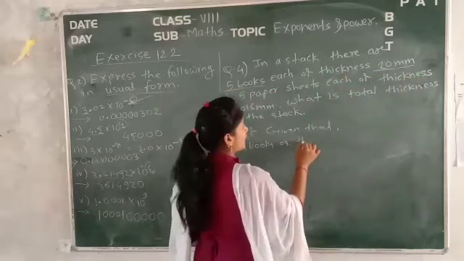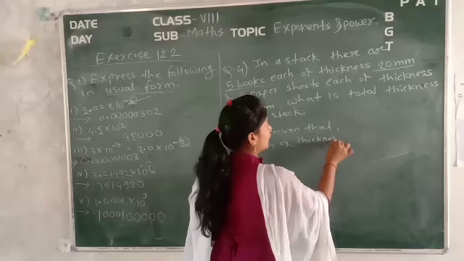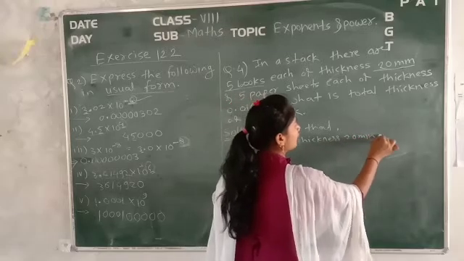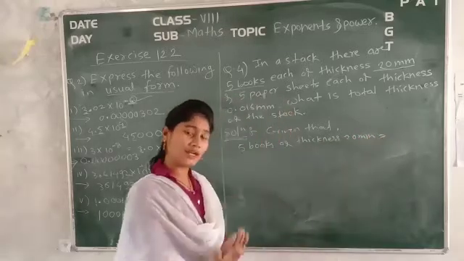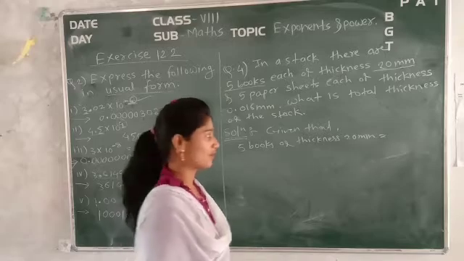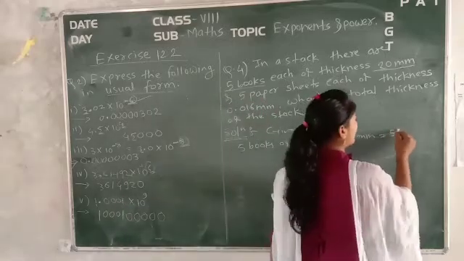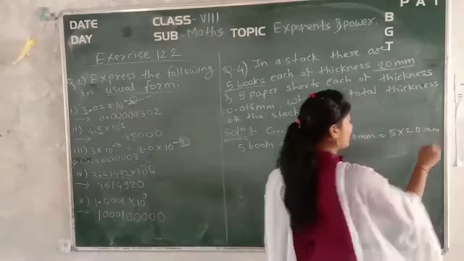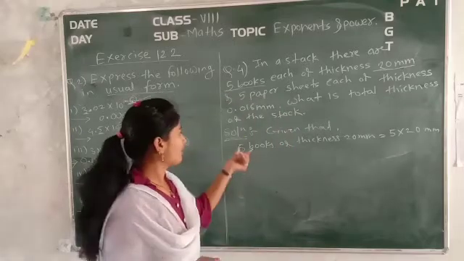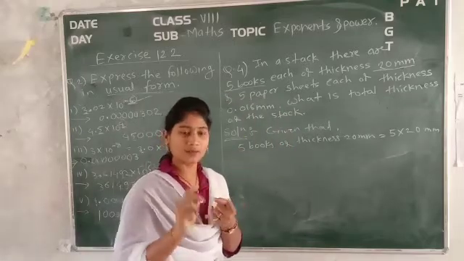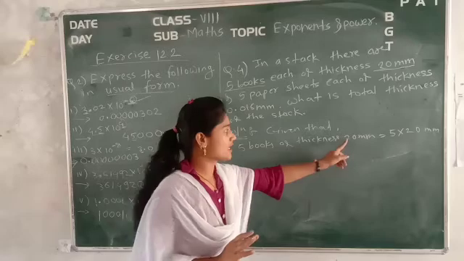Okay, of thickness 20 millimeter. So it will become now 5 into 20. Correct? Okay. So that is 5 into 20 millimeter. It means, have you understood the question? For one book, it has a thickness of 20 millimeter.